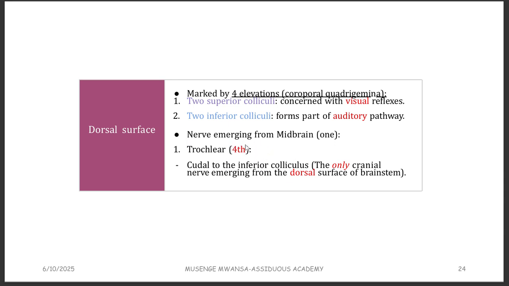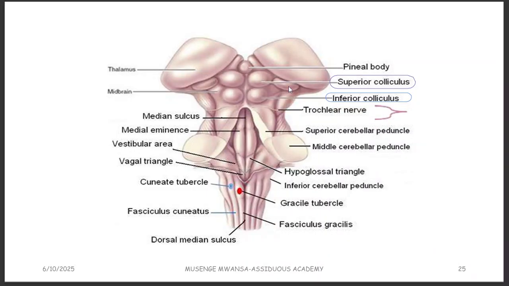The trochlear nerve, cranial nerve number 4, is the only cranial nerve that originates from the back of the brain. The rest of the nerves that we've been talking about were originating from the front. You can see here and here, that's the superior colliculus. If you get the two of them, superior colliculi, and then you have two inferior colliculi.